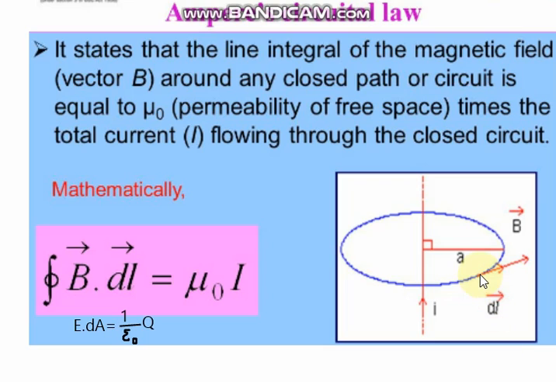It must be kept in mind that just as we chose a closed surface for applying Gauss's law, it is essential to choose a closed path for applying Ampere's circuital law, and that closed path is also called the Amperian loop.